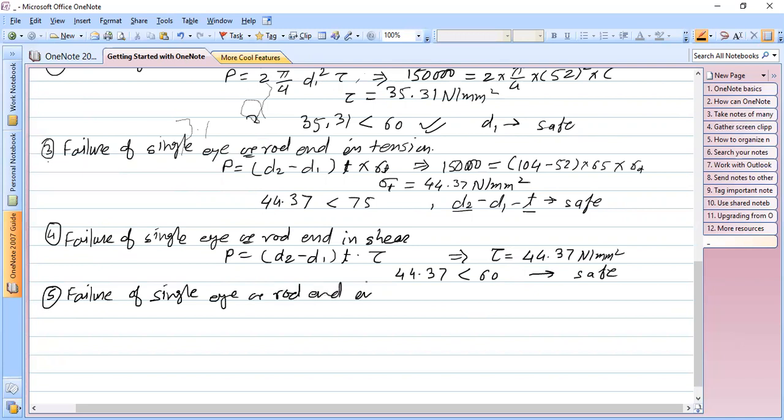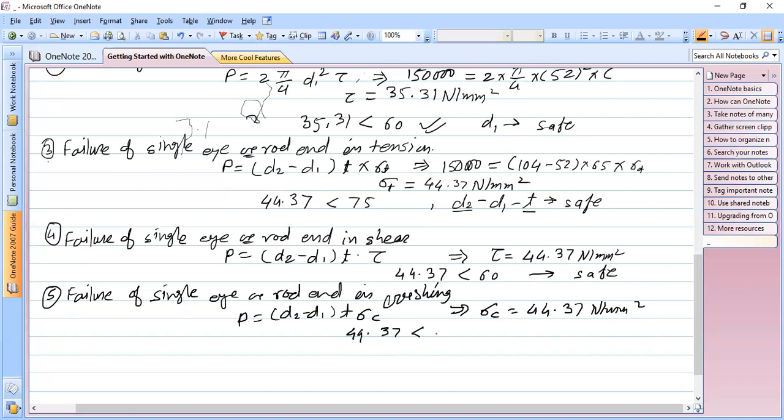Rod end in crushing. Crushing also will come the same value. P is equal to (D2 minus D1) into T into sigma C. From there we'll get sigma C equal to the same value, 44.37 Newton per mm square, right? So from here also we can conclude that 44.37 is less than the given sigma C value. How much? 150 megapascal. So for crushing, whatever we took, it is safe. Clear?